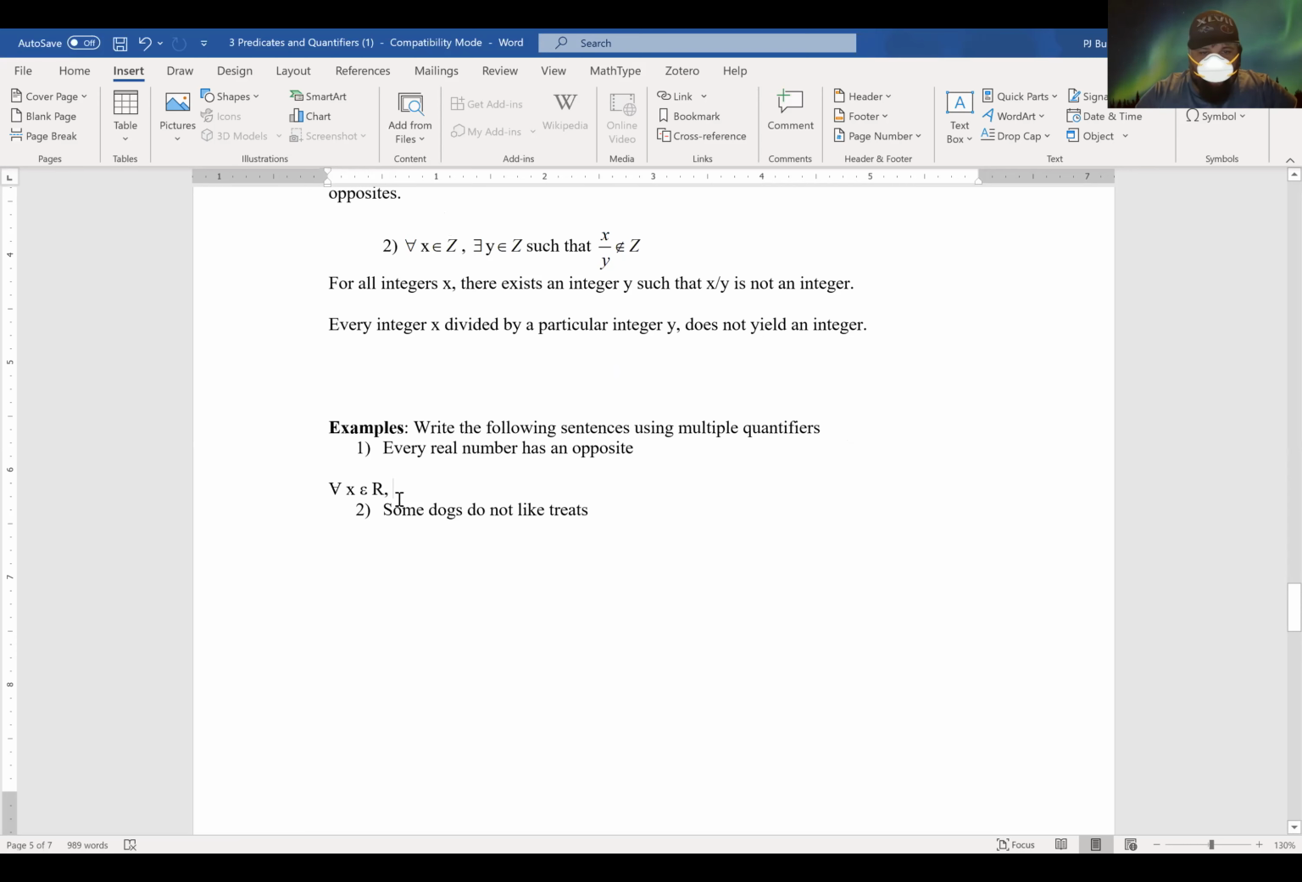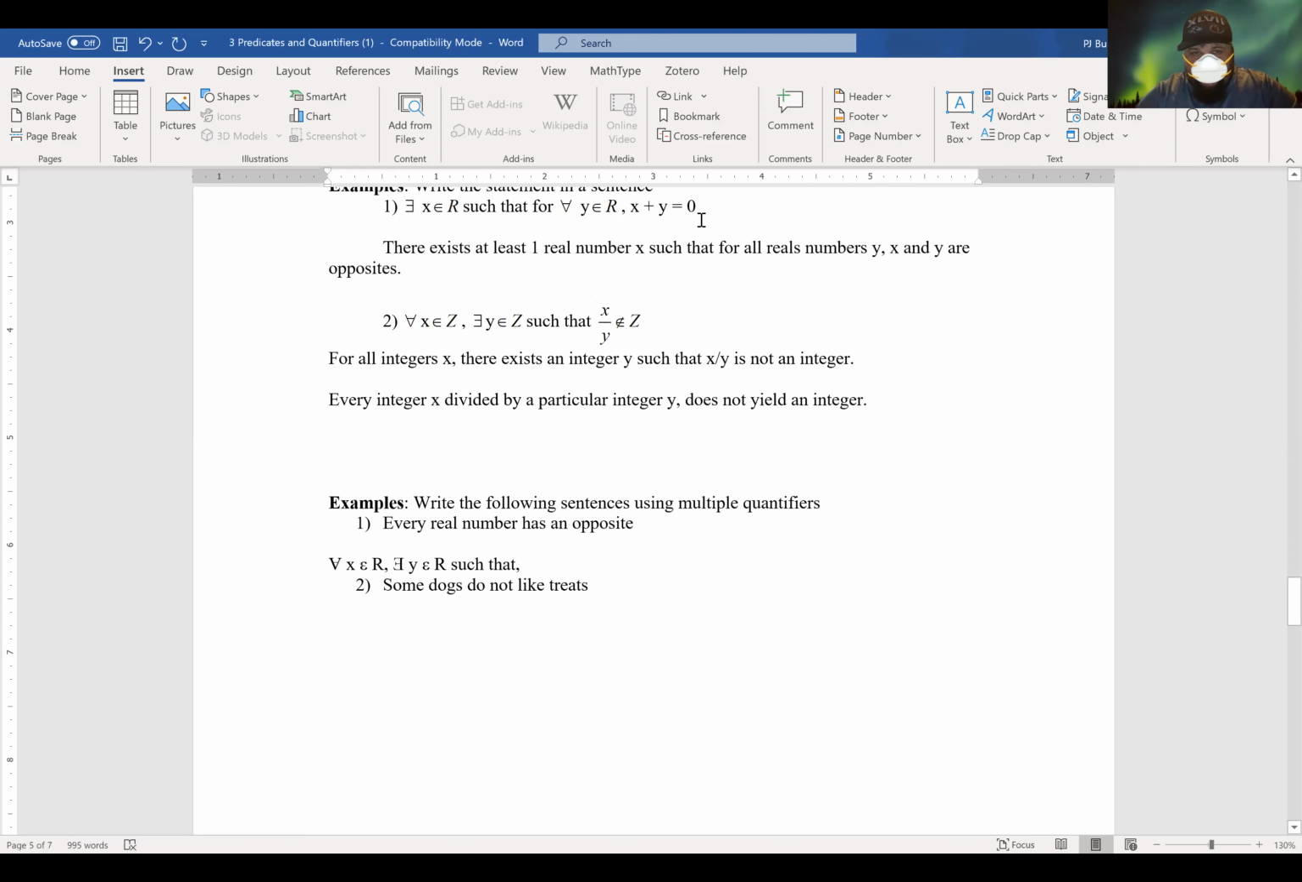So for all x, an element of the reals, it says has an opposite. Well, we have to say, okay, we've got multiple quantifiers. So what is the other value? Well, we have to say then that there exists another element such that, now it says has an opposite. As you remember up here, x plus y equals 0 represents opposite. So that's how we can write it down here. So x plus y equals 0.